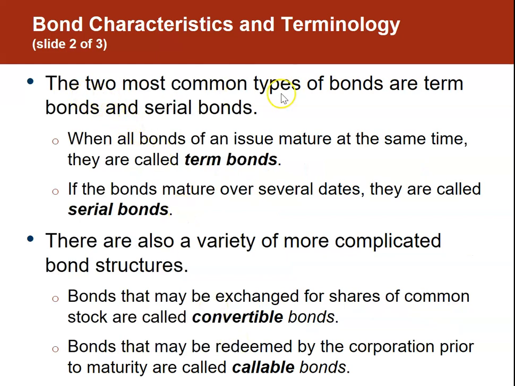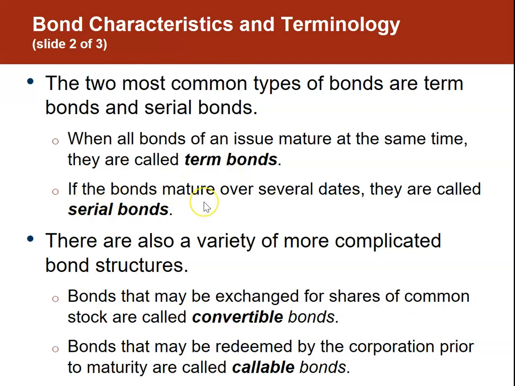Says here that the two most common types of bonds are term bonds and serial bonds, and between these two, term bonds are going to be the most common. So we talked about a company issues $50 million in bonds, and let's just say that they issue those on February 1st of year 1, and those are going to mature January 31st of year 10 or year 9, whatever the case may be. We call these term bonds. A 10-year bond would be called a term bond.